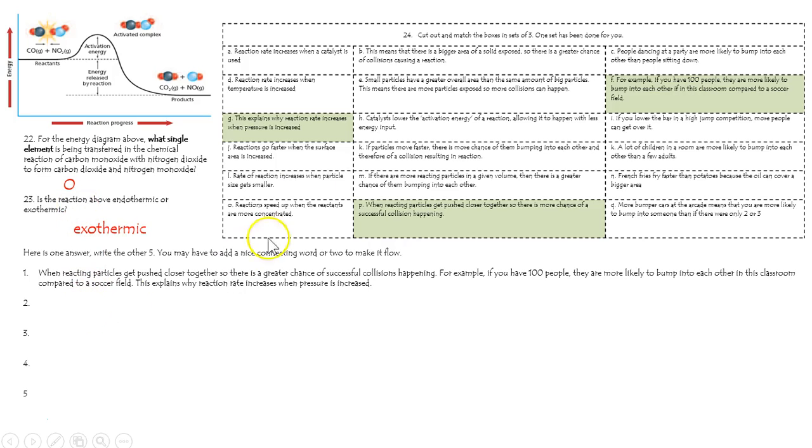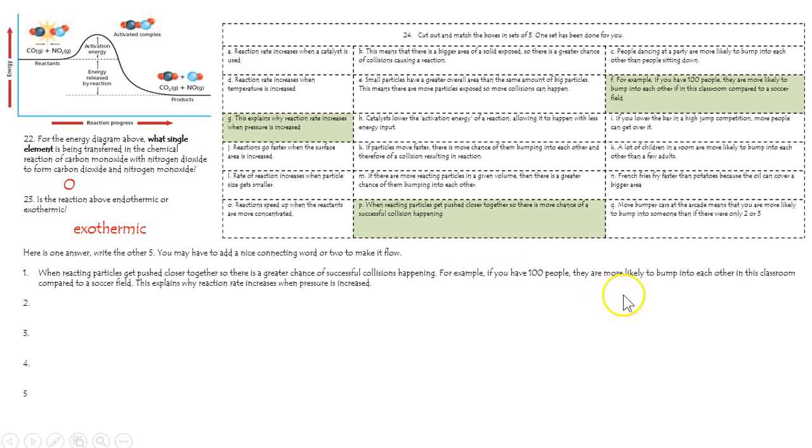And for problem number 24, find the combination of sentences that works out. For example, in the first one, I'll read it completely, but I'll just give you the letters for the other ones. When reacting particles get pushed closer together, there's a greater chance of successful collisions happening. That's really the principle in a way behind catalysts, where they force them right next to each other at their active site. For example, and this is really talking about pressurizing if you think about it.